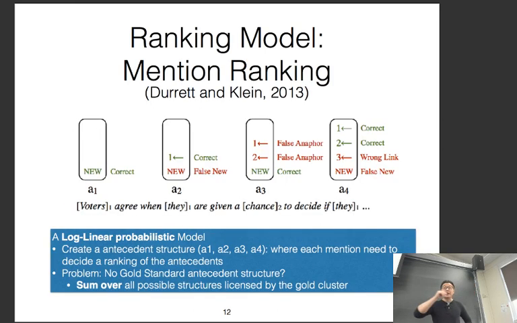This is a previous very important paper in coreference. It's by Durrett and Dan Klein. Its basic idea is a mention ranking model.